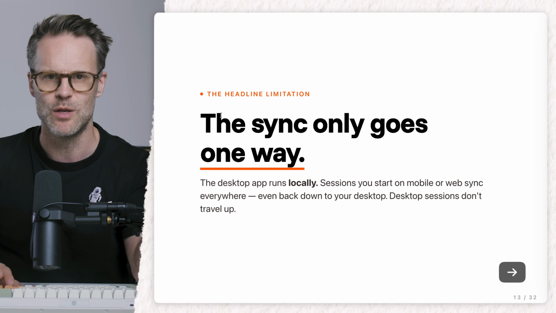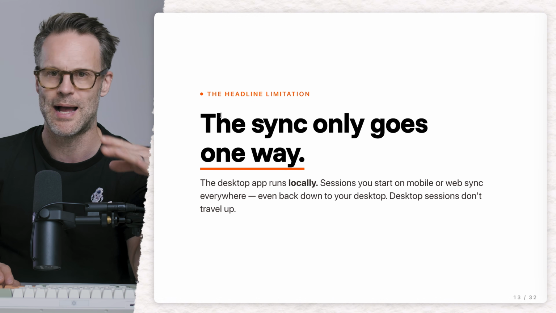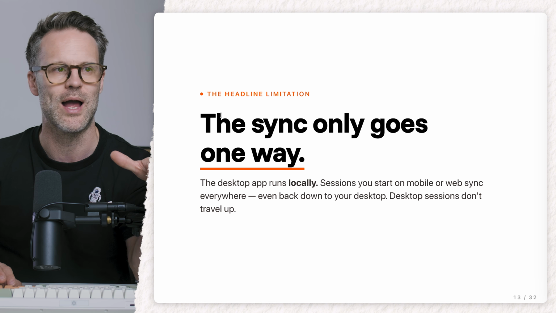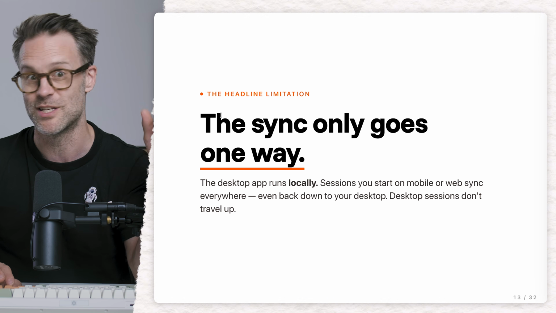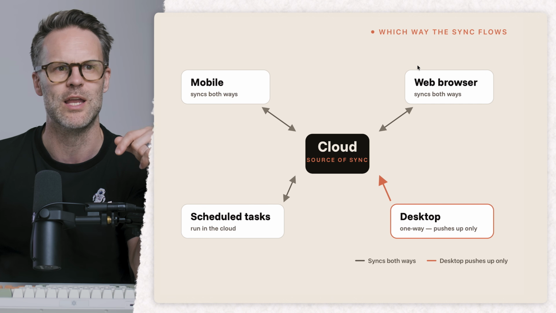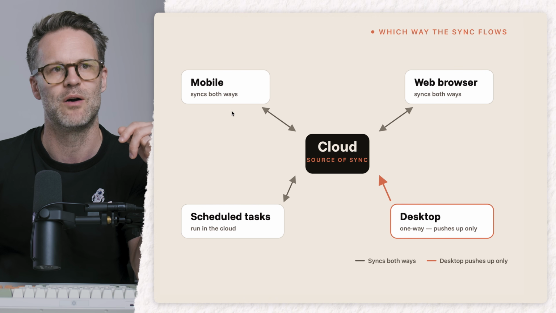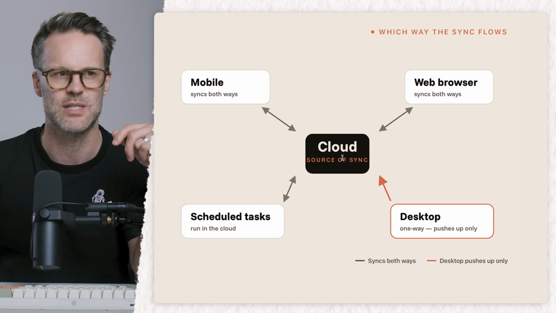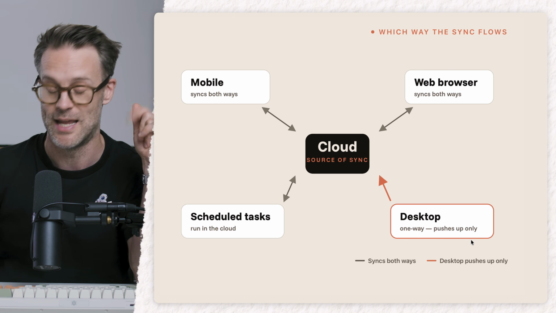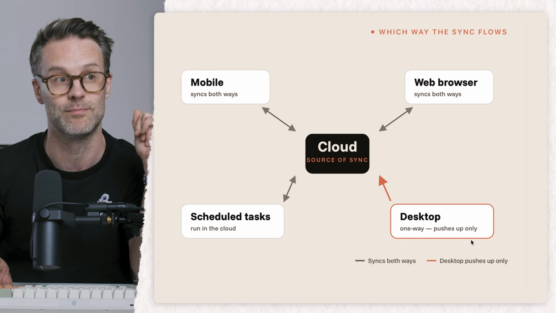The sync is only one way to desktop. Desktop apps run locally, sessions start on your mobile and sync everywhere, but they don't come back down and save files to your desktop. So we have this kind of layout, right? Where you've got mobile sync to the cloud, web browsers syncing, scheduled tasks are syncing, but your desktop files, they're not. And that is the problem we need to solve. Why this matters?